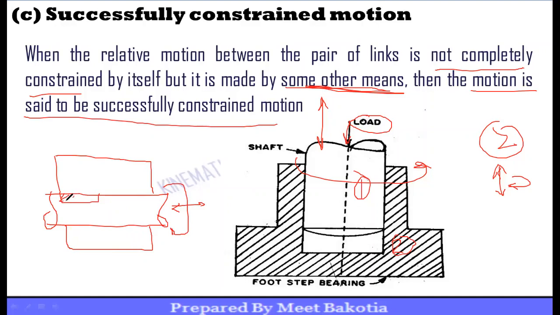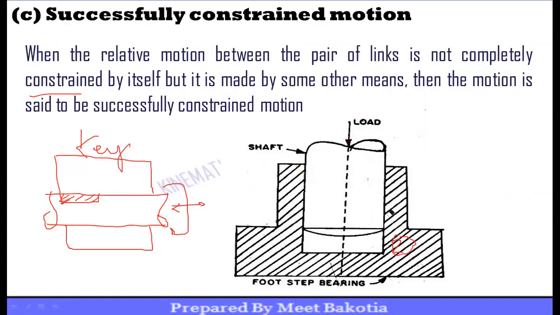inside the keyway, right? If I insert a key in the keyway, then if the key is provided in the keyway of the circular shaft moving in the circular hole, it will prevent the sliding motion of the shaft. After this, the shaft will only rotate, it will not be able to slide. So the other means we are talking about here is the key inside the keyway. It is not completely constrained by itself, but we are fixing it by some other means, completely restricting one motion, and after that it can move in only one motion. Because of that we are going to call it a successfully constrained motion.